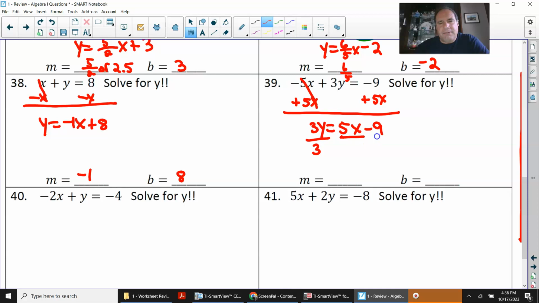So we're dividing by 3 on both sides. This cancels. And then I'm going to get y equals, I'm going to keep that fraction. See that 5 over 3? I'm keeping it. I'm going to put the x next to it. And you see this negative 9 divided by 3? That's negative 3. So the slope is 5 over 3. And the y-intercept is negative 3.